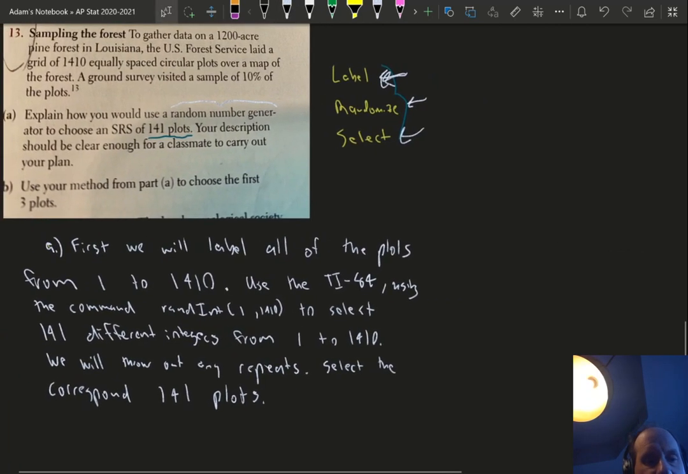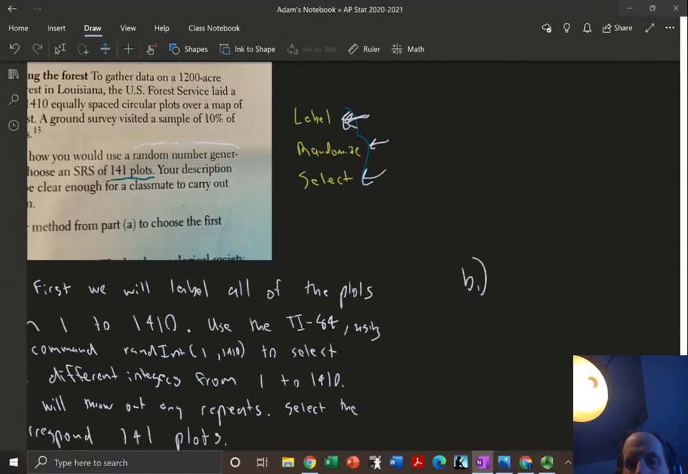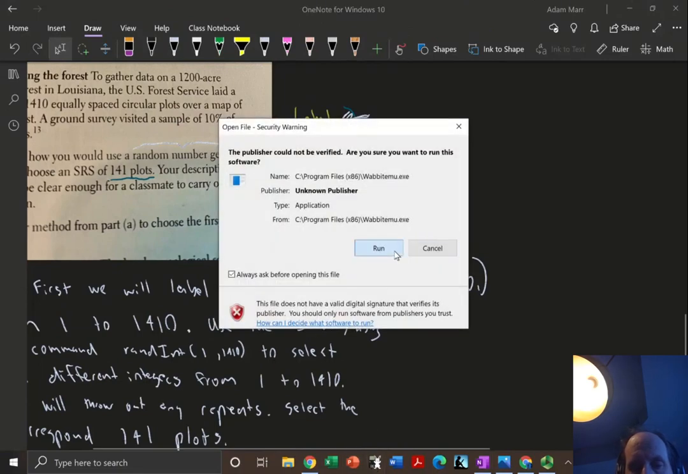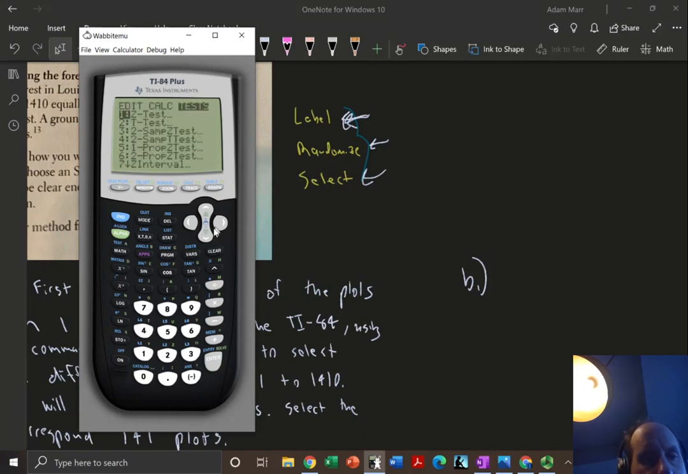B, use your method for part A to choose 3 plots. Let me show you how you do that. We want to choose 3 plots. So let's see here. We put our calculator, clear it out. So we're going to go to randInt. We go to stat, and oh, actually, I think it's math. I'm sorry about that. Math, probability, my fault. There it is. Sorry, it's been a while since I've done this. It's math, probability. So scratch what I just said.